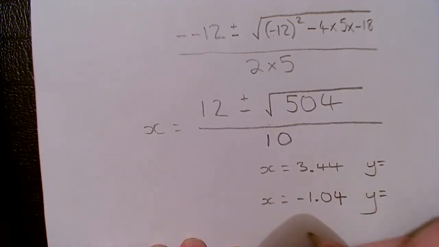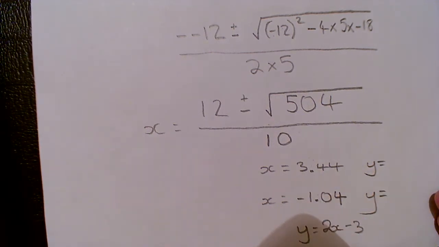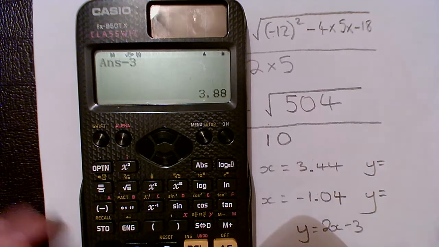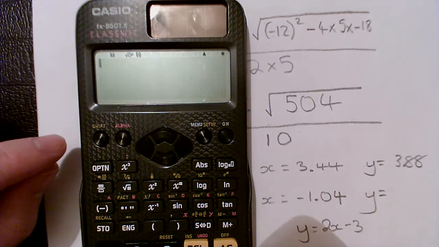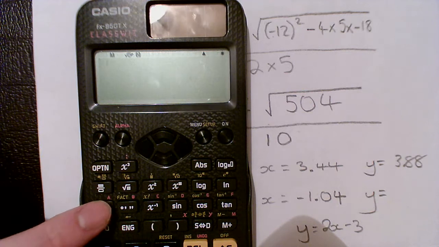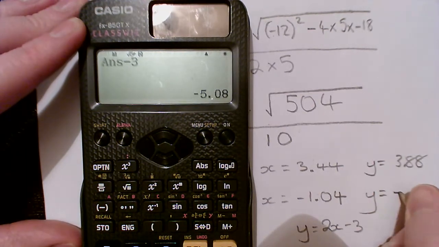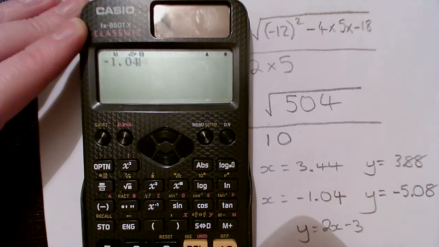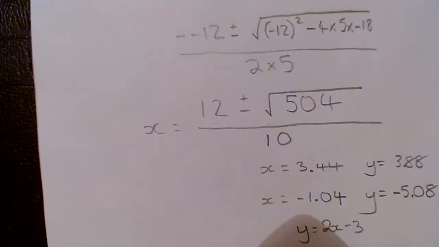So my equation, I rearranged it at the top to get y equals 2x minus 3. So I can substitute these into this equation in order to get their y values. So 2 lots of 3.44 gives me 3.88. So there's my first coordinate where the circle and the line would intersect. And minus 1.04 multiplied by 2, subtract 3, gives minus 5.08. I'm just going to check that one again, because it's always good to check over here. Make sure you typed everything in correctly. Minus 5.08, yeah, I'm happy with that. Okay, so there's my 2 solutions.